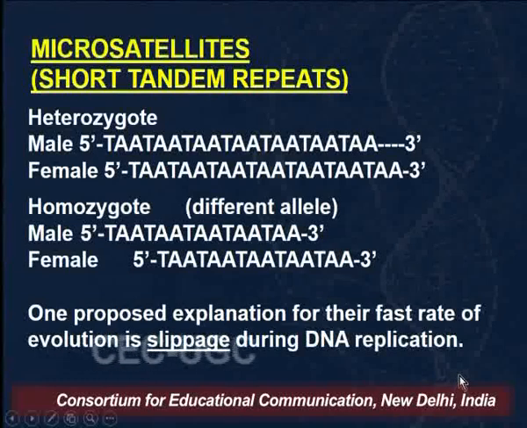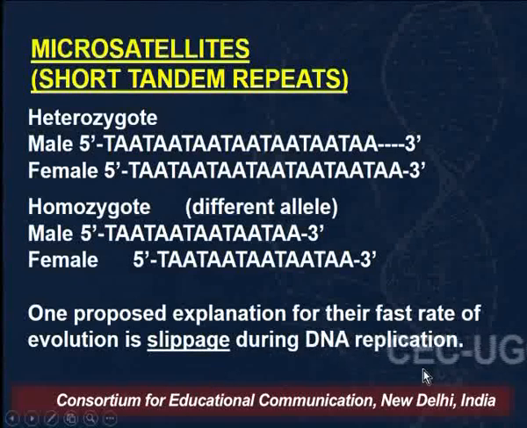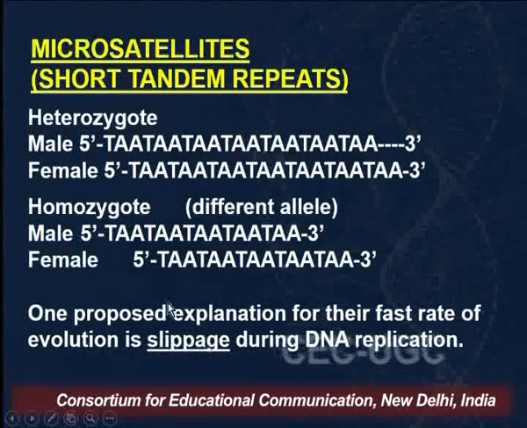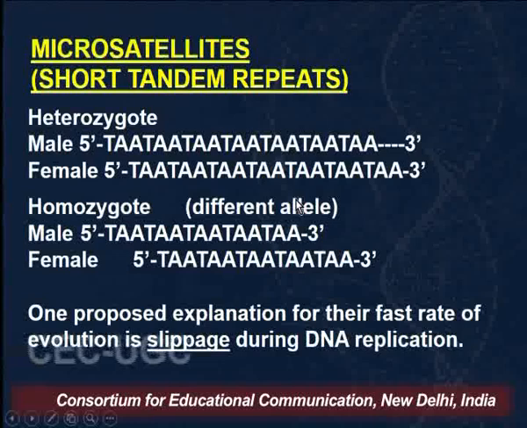One proposed application for the faster rate of evolution is the slippage during DNA replication. Because of these things, some kind of slippage can occur, and because of that they are evolutionarily very fast in adapting. So these are again the markers that can be used for DNA fingerprinting.